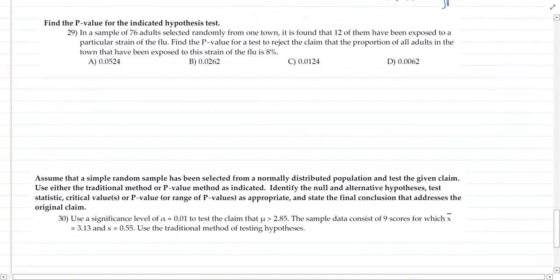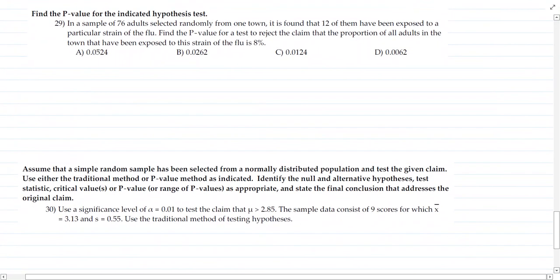Now we have this one, number 29. In 29, we have a sample of 76 adults selected randomly from one town. It is found that 12 of them have been exposed to a particular strain of flu. Find the p-value of the test to reject the claim that the proportion of all adults in the town that have been exposed to this strain of flu is 8%.